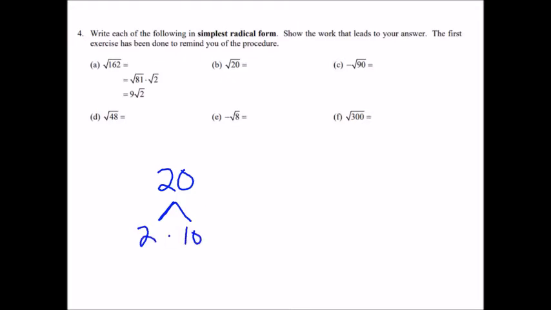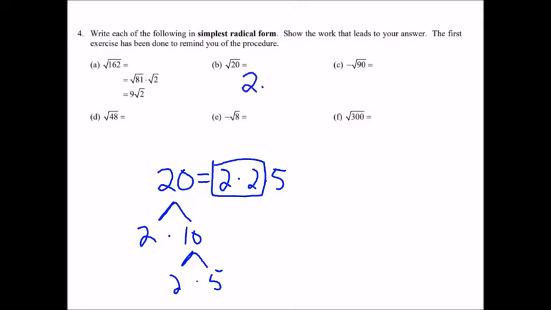So I'm doing letter B right here. 2 times 10 is 20, and then 2 times 5. So I would write this as 2 times 2 times 5. If there are any ones that are pairs, like 2 times 2, I'd bring that on the outside of the radical, and anything that isn't a pair, I'd leave on the inside. So it would be 2 radical 5.